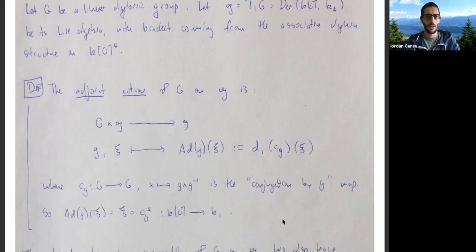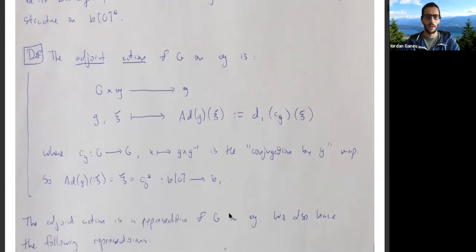And this is an action of G on a vector space. The Lie algebra is just a finite dimensional vector space. And this is a linear action. You can check that this is linear. That's just because each one of these endomorphisms of the tangent space at the identity is a linear map. So it's a representation of G on the Lie algebra.